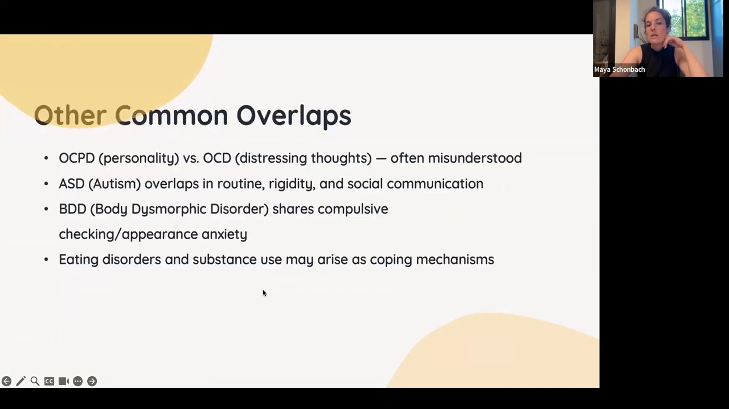So OCPD, or obsessive compulsive personality disorder, shows up in about 17% of OCD cases, but it's different than OCD. OCPD, the personality disorder, talks about having traits like perfectionism and rigidity, and that's often seen as part of a person's identity. And that's not something that they want to change. And we call that egosyntonic.